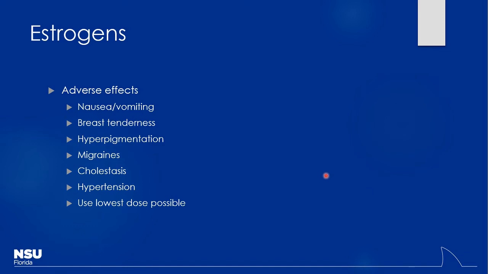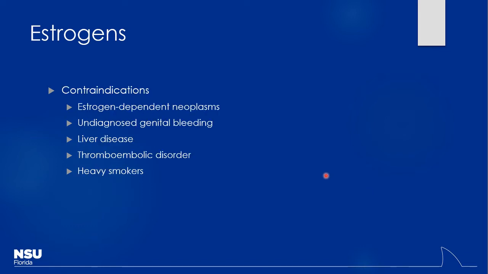And again, these can be mitigated by trying to use the lowest dose possible. So in terms of contraindications to administering estrogen, this includes things like estrogen-dependent neoplasms. Obviously, that makes pretty good sense. You don't want to exacerbate those at all. Undiagnosed genital bleeding for sure, because you want to make sure to rule out any scary stuff that could kill the patient that could be exacerbated by the estrogen, so make sure to rule that out.